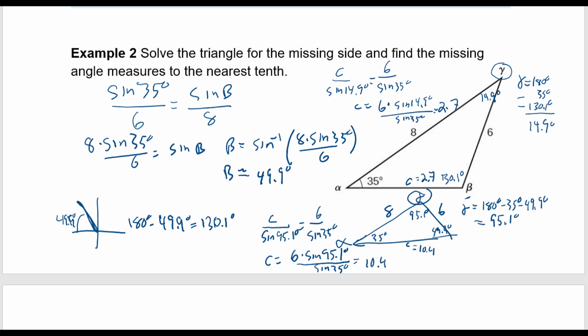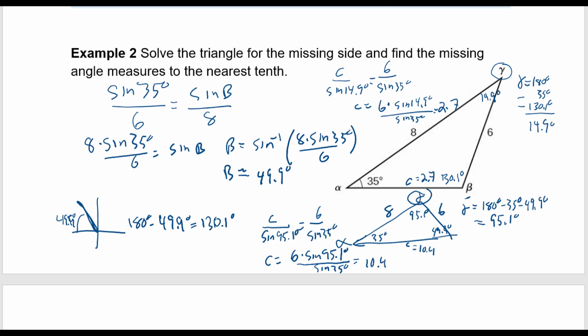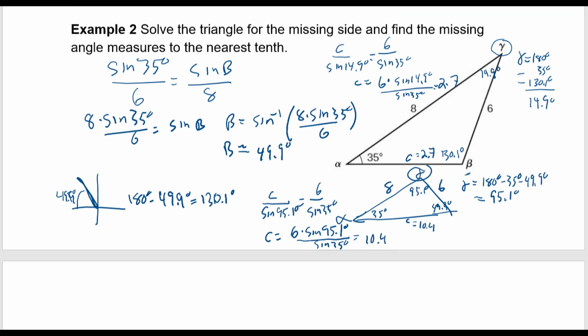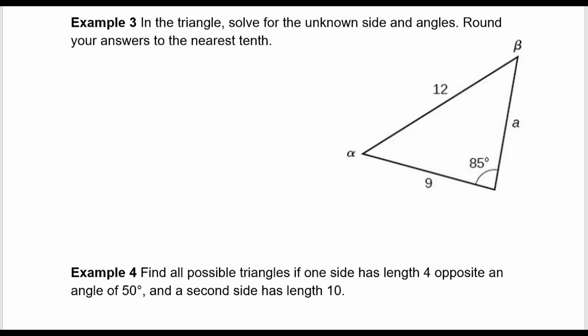Okay, so that's how that process is done, looking for the two cases. It's a little tedious, have to do two things. But let's do another one here. Example 3. It says, in the triangle, solve for the unknown side and angles. Round your answer to the nearest tenth.